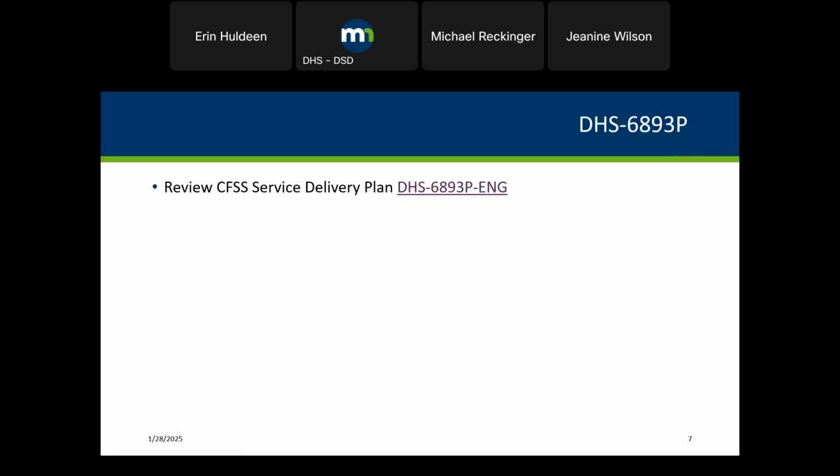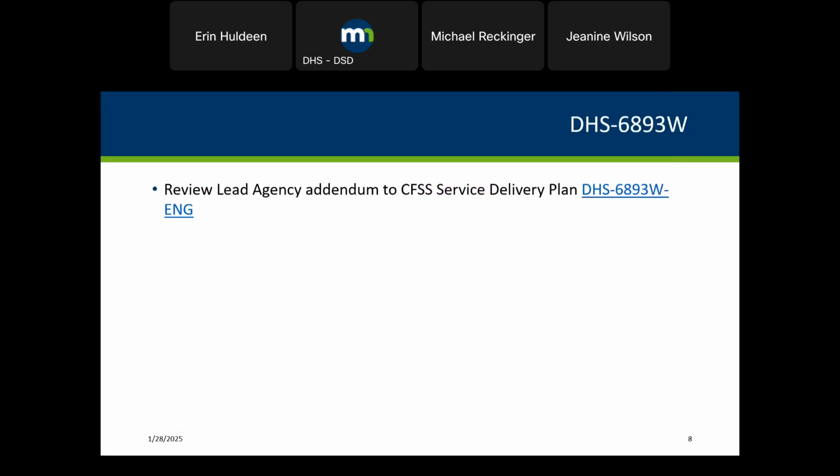Okay. So the next piece that is linked to the service delivery plan and important to talk through at the same time is an addendum, a lead agency addendum that's going to accompany the service delivery plan. Okay. So on the service delivery plan, the person and the consultation services provider is developing a plan based on certain dates that they believe CFSS is going to begin for the individual. However, the services actually do not begin until the lead agency approves the service delivery plan.